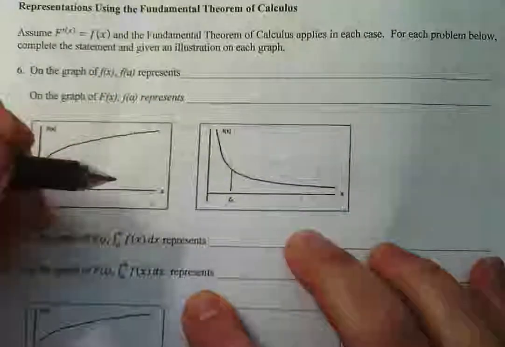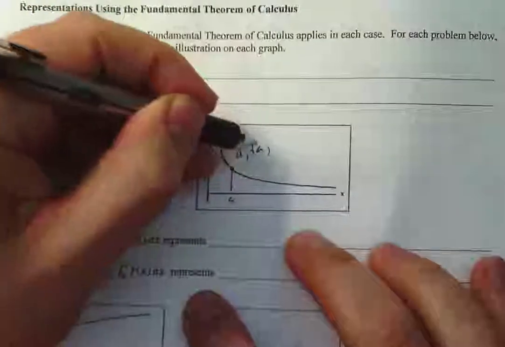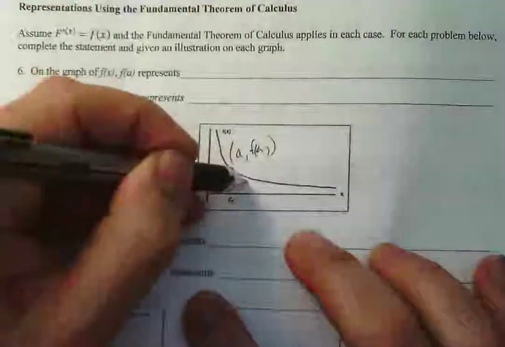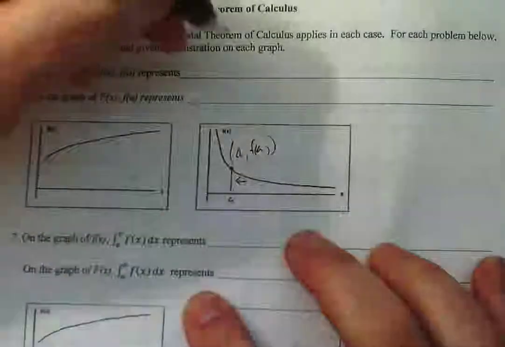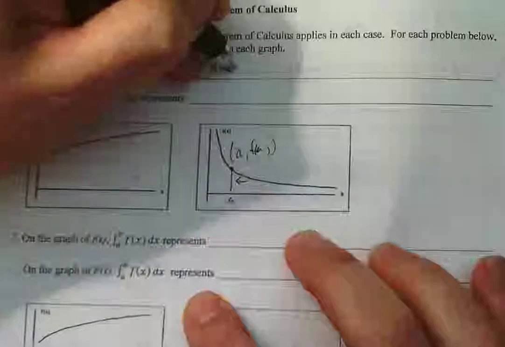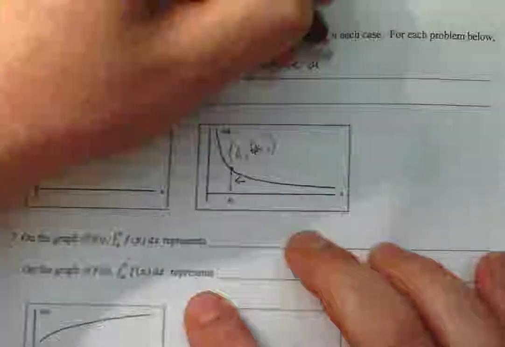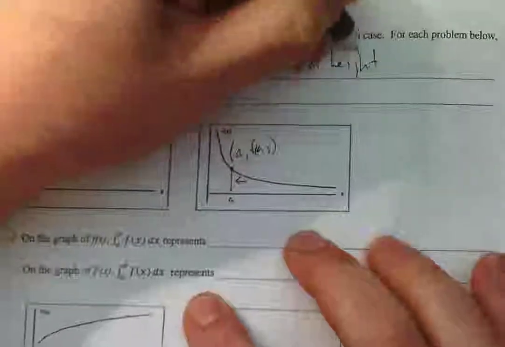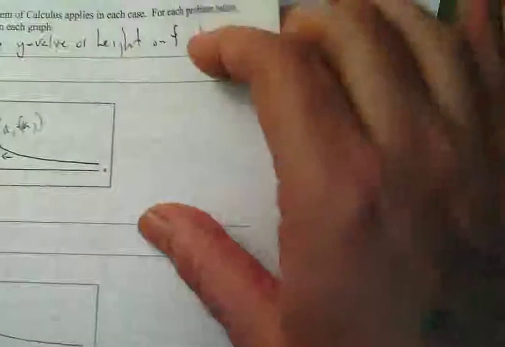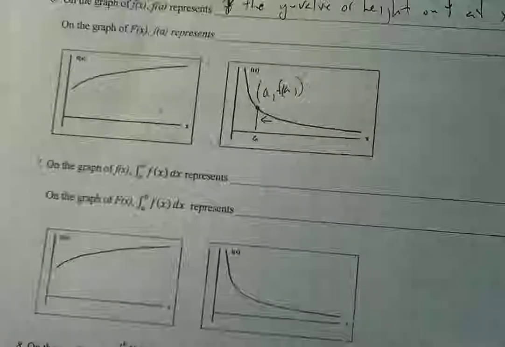Here's a. And so f of a is this height. On little f, f of a represents the y value or height on little f at x equals a. But what about on big F?